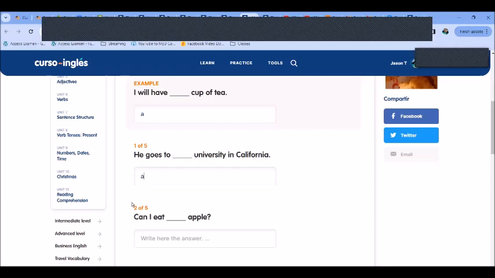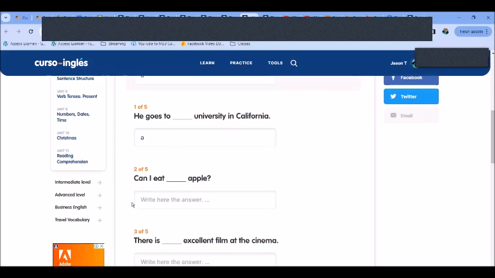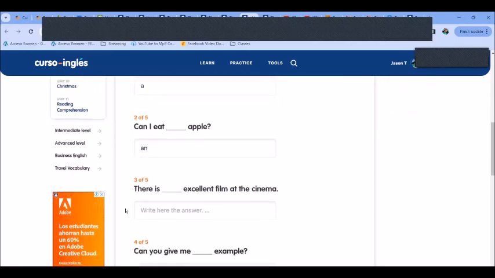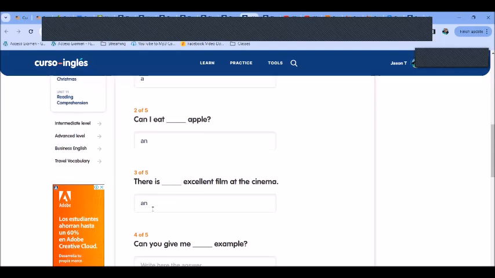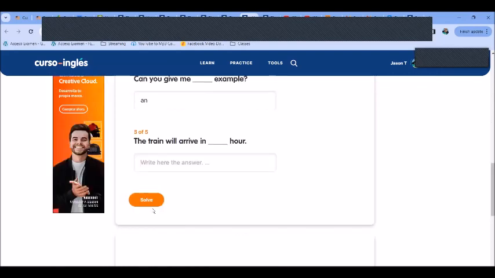All right, Johanna, hope you're catching the rules. Number two. Can I eat an apple? Of course. Monica, number three. There is an excellent film at the cinema. Okay. Michelle? Can you give me an example? Yes, I can. Ariadna? And the train will arrive in an hour. Correct. Let's continue.